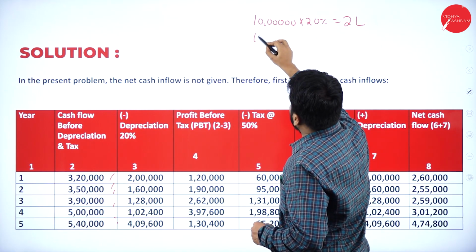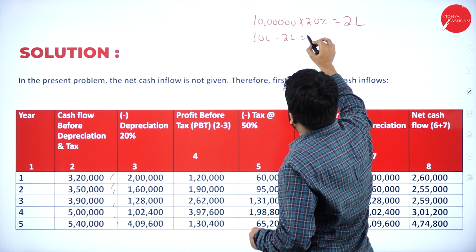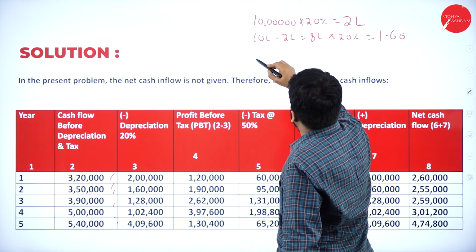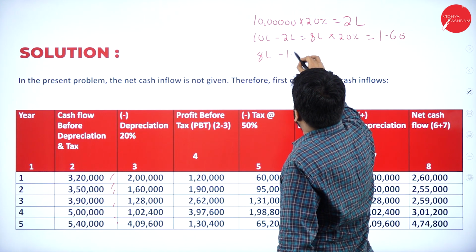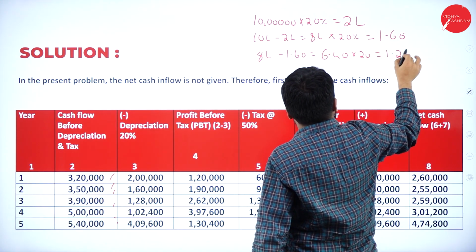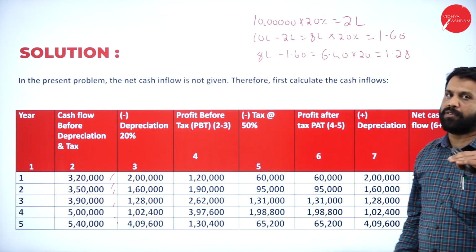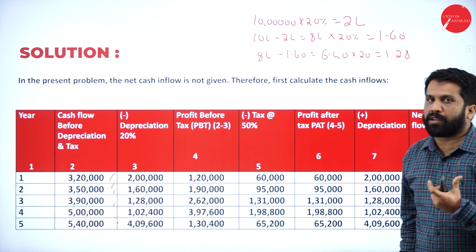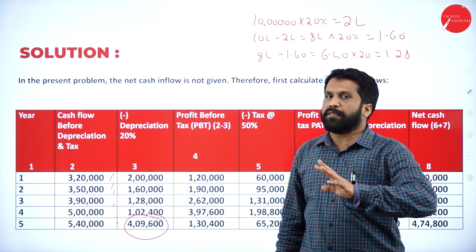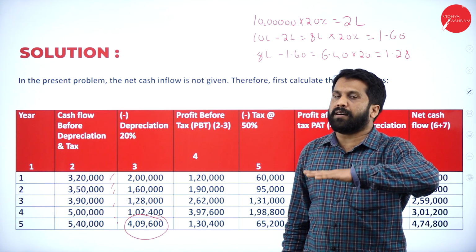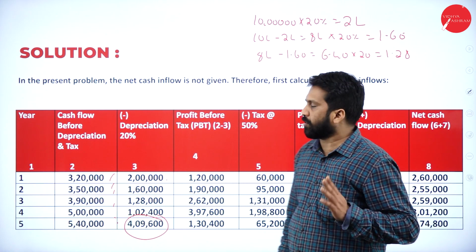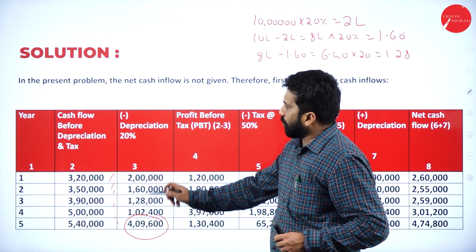2 lakh. 10 lakh minus 2 lakh, you get 8 lakh into 20%, 1,60,000. 8 lakh minus 1,60,000, you will get 6,40,000 into 20%, 1,28,000. Like this, you have to keep on doing for all 5 years. The 5th year, whatever is left out is the full depreciation, because at the end of the 5th year the life of the asset closes. Now, write down all the depreciation.